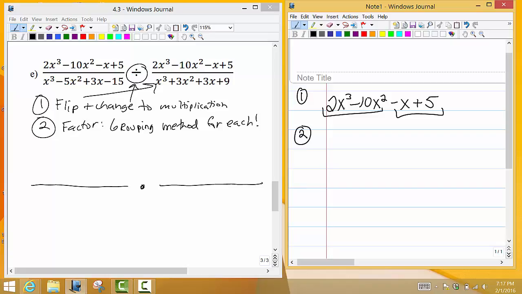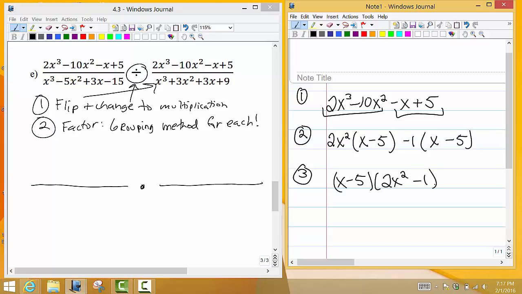Second step is to look what's common between each term. So the first group there, I'm going to pull out 2x squared. I'll be left with x minus 5. The second group, nothing in common except for 1, and we notice that they have exactly opposite signs from what I want. So I'm going to pull out a negative 1, and then I'm going to be left with a positive x minus 5. Now remember, the third step, we don't stop there, but the third step is to pull out that common binomial factor. Pull out x minus 5, and we're left with 2x squared minus 1.